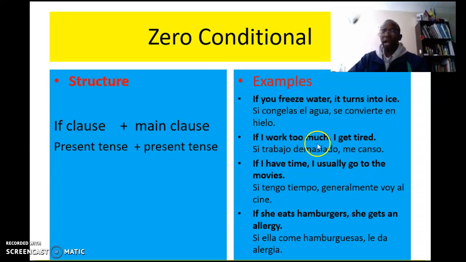We have then the second one. If I work too much, I get tired. Of course, this is a logical conclusion: when you work too much, at the end of the day, automatically you'll be tired. Number three, if I have time, I usually go to the movies. This is something that you base on your truth, your morals, or the logical conclusion from your side. Another one could be, if she eats a burger, she gets an allergy. That means that this person has an experience of being allergic whenever he or she eats foods that are allergic to him. Therefore, you can see that the zero conditional is based on sentences that can be true.